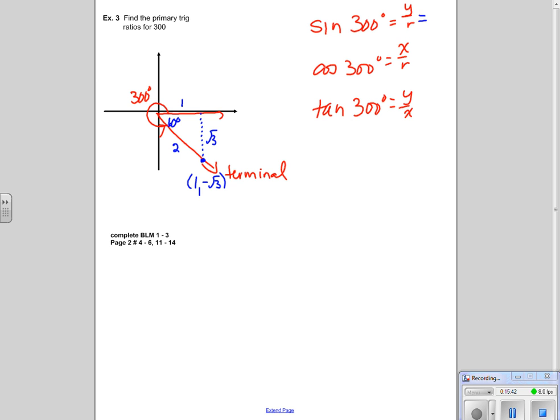So our ratios will be y over r, negative root 3 over 2. X over r would be positive 1 over 2. And y over x would be negative root 3 over 1. Those are the three trig ratios for 300 degrees. You can add those to your chart as well and fill in the other ones.